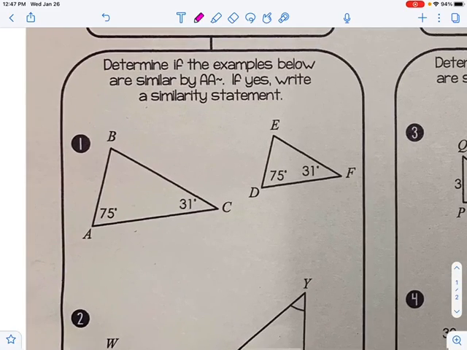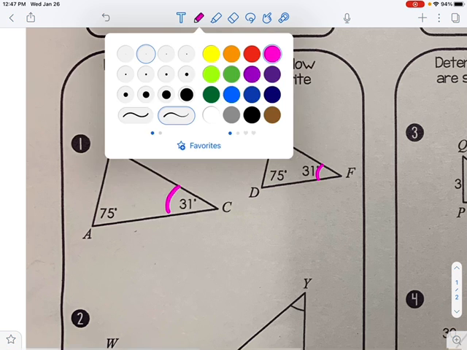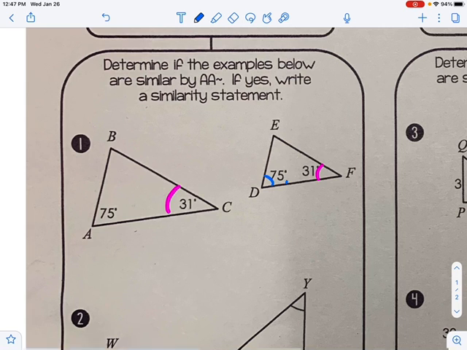So a way we can prove triangles similar is if they have at least two sets of congruent angles. So for example, in this first one, we have that 31 and that 31, so we don't even match there. Then we have 75 and 75. So in this case, yes, we do have similarity. And then you can name them.